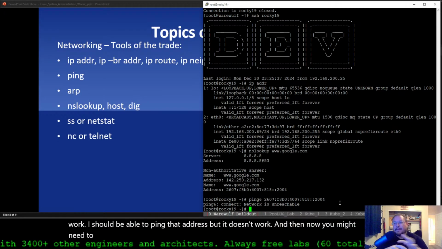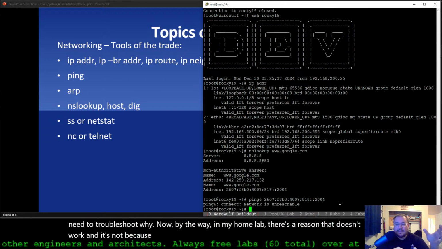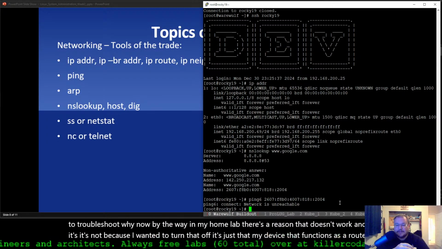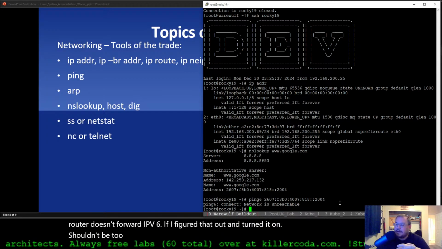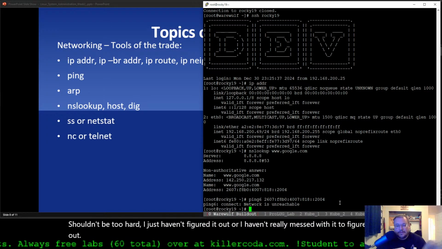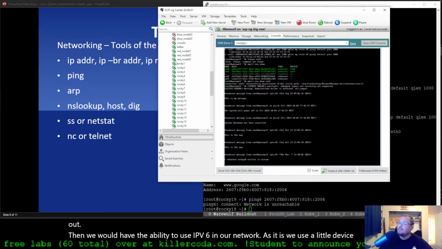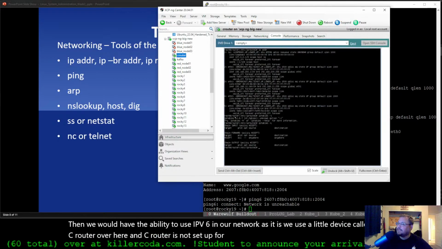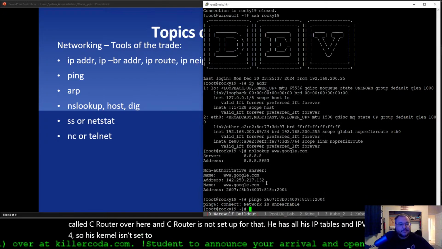Now, by the way, in my home lab, there's a reason that doesn't work, and it's not because I wanted to turn that off. It's just that my device that functions as a router doesn't forward IPv6. If I figured that out and turned it on, it shouldn't be too hard. I just haven't really messed with it to figure it out. Then we would have the ability to use IPv6 in our network. As it is, we use a little device called cRouter over here, and cRouter is not set up for that. He has all his iptables in IPv4, so his kernel isn't set to forward IPv6.